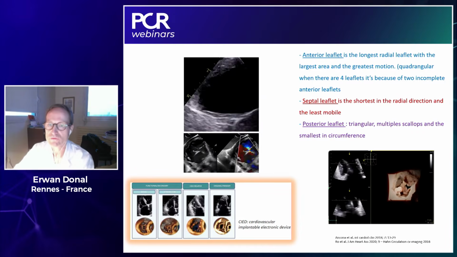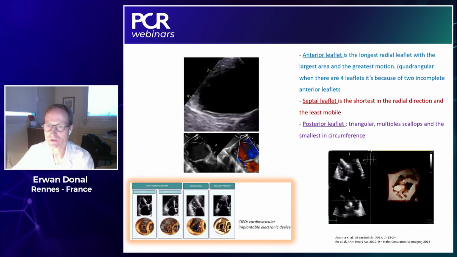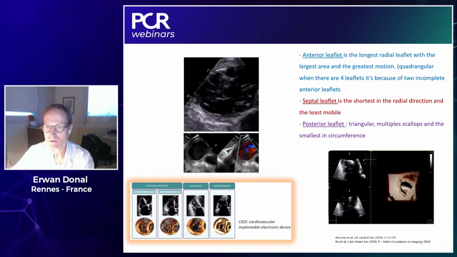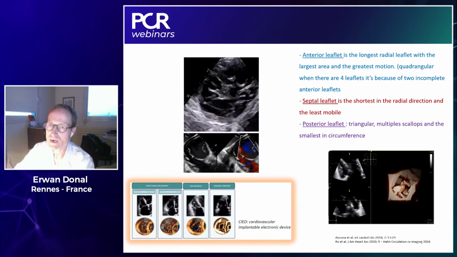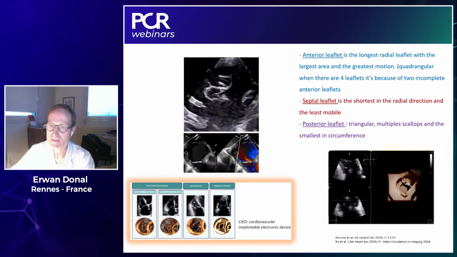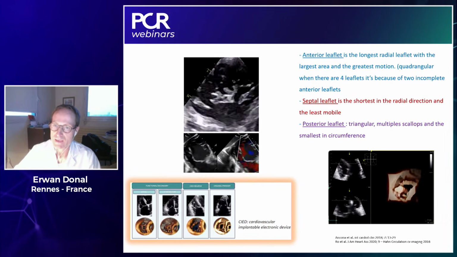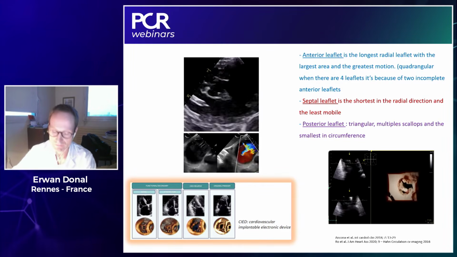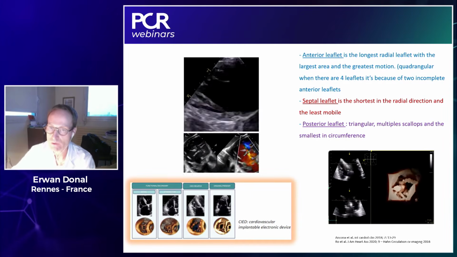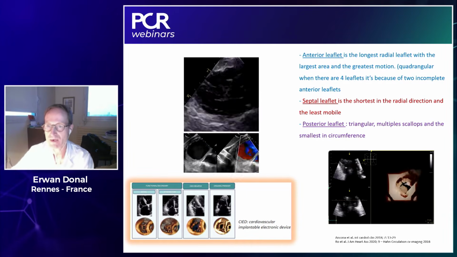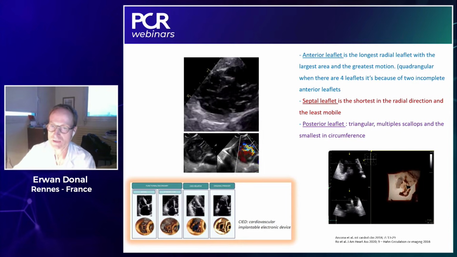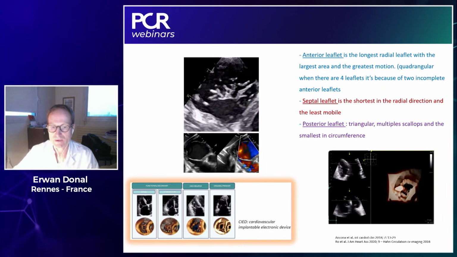And then you have to know about the anatomy of the leaflets, and you know that the anterior leaflet is the longest one most of the time. The septal leaflet is the more ventricular-oriented one, and the posterior leaflet is the more complex, triangular, and most of the time there are multiple scallops that are making this posterior leaflet.